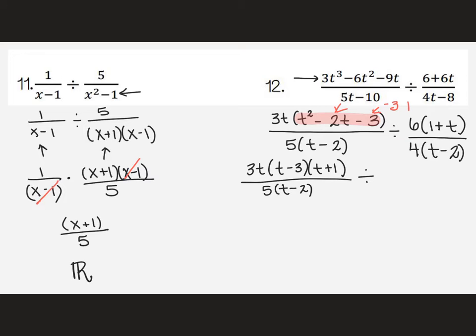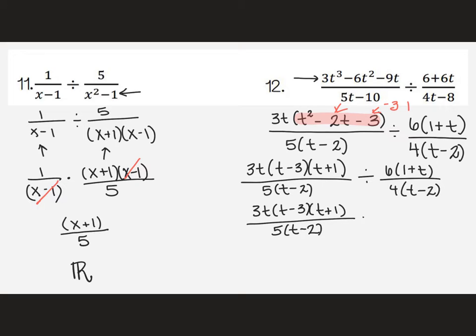Since this is a division problem, we're going to keep the first fraction, we're going to change to multiplication, and we're going to flip the second fraction. After I've rewritten, I'm looking for any common factors to cancel out. So I can cancel out t minus 2. Even though these are written backwards, if you imagine switching these spots, I'd have t plus 1, so these can cancel.